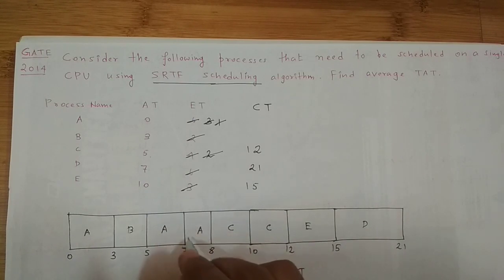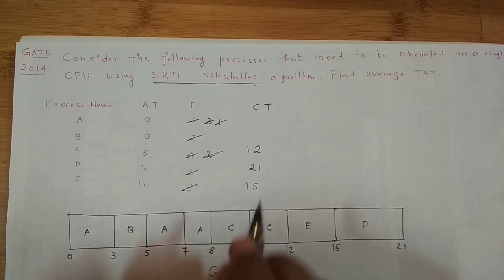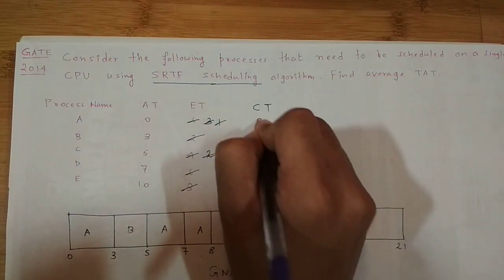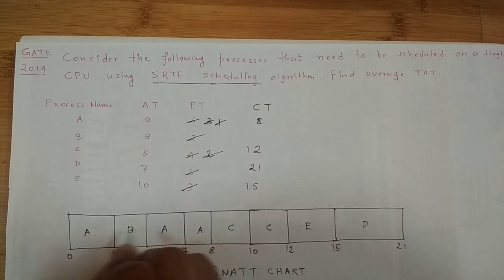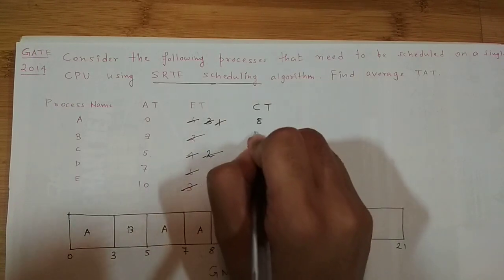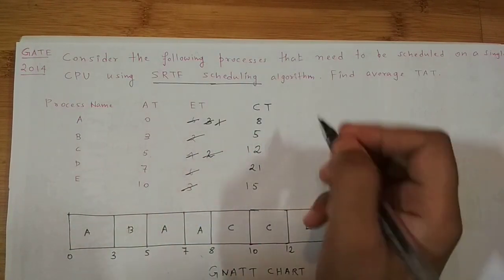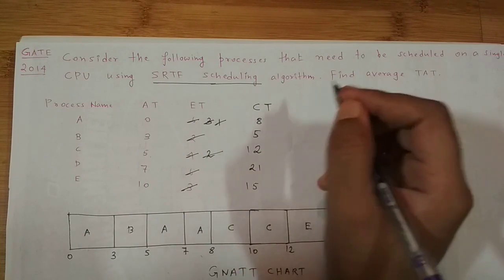Now we encounter a time slot for A for the first time, and that time slot gets over at time 8. So the completion time of process A is 8. Moving on, we find a time slot for A again, which will be ignored, and we find a time slot for B for the first time, and that time slot gets over at 5. So the completion time is 5. I hope this is clear to everyone.